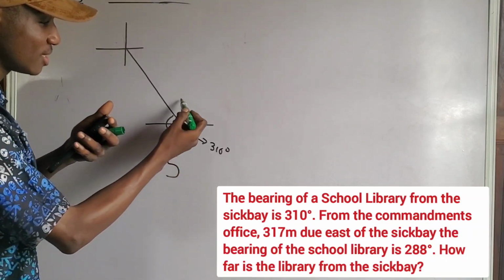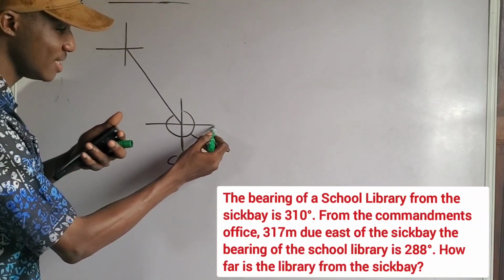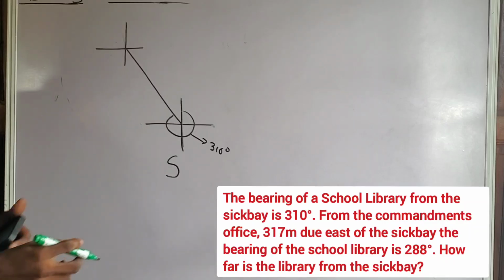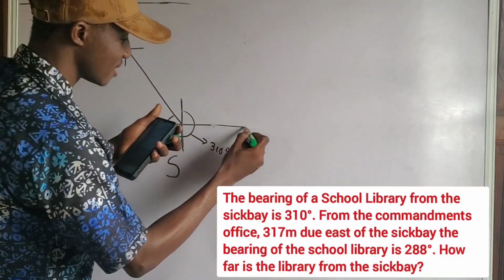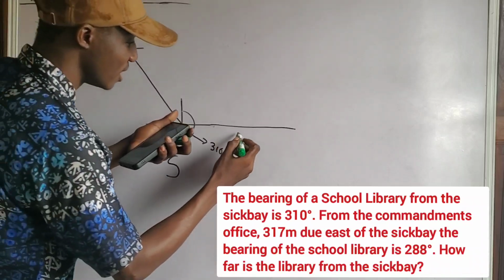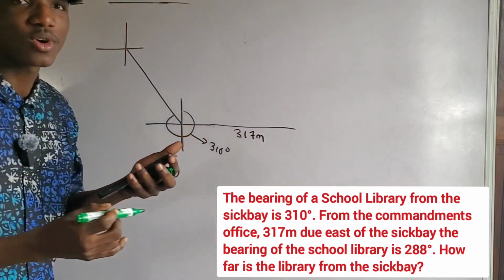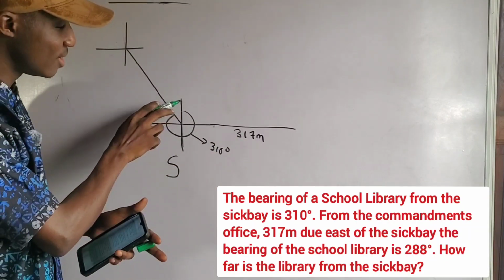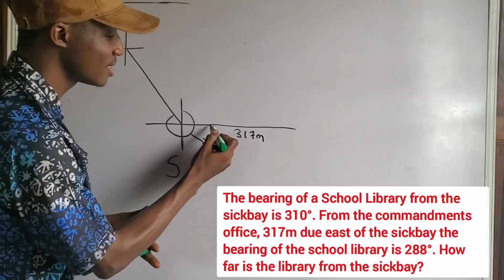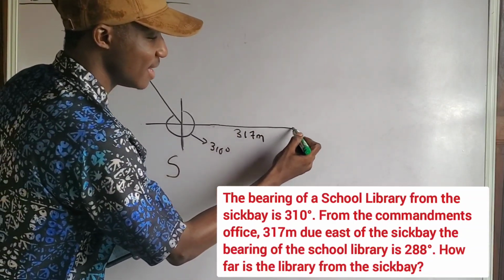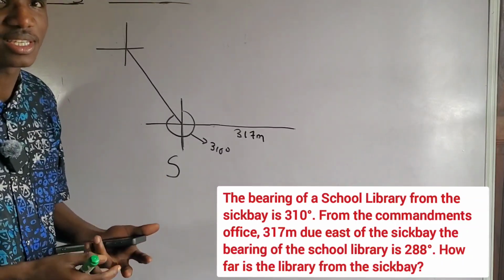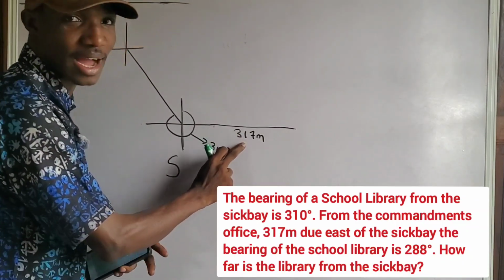This is the sick bay. This is the north, this is the south, this is the west, and this is the east. So east of the sick bay simply means this side, right? And the distance is what? 317 meters. The commandment office is along the east side of the sick bay. And if this is the north pole, this is the south pole, west and east, it means that the commandment office is with respect to this side from the sick bay. And that means they have given us the distance as what? 317 meters. So are you getting it?